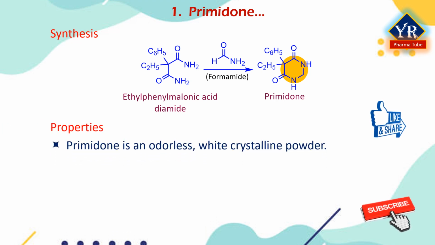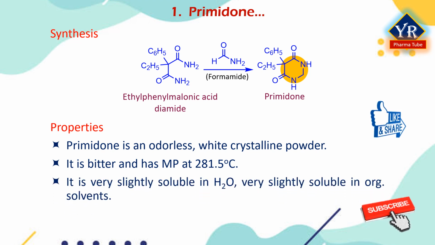Primidone is an odorless solid white crystalline powder. It is slightly bitter in taste and has melting point at 281.5 degrees centigrade. It is very slightly soluble in water, very slightly soluble in most organic solvents. When heated to decomposition, it emits toxic fumes of nitrogen oxides.